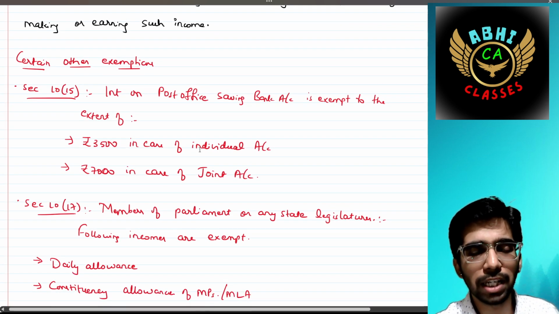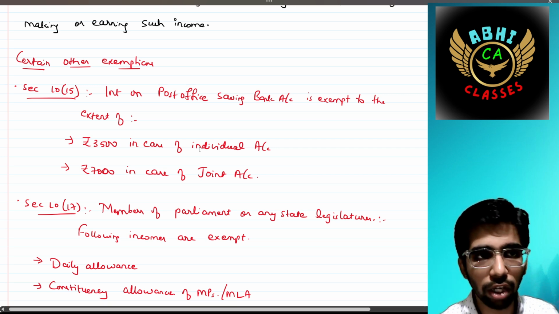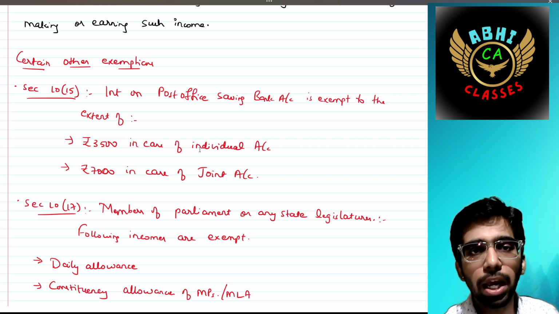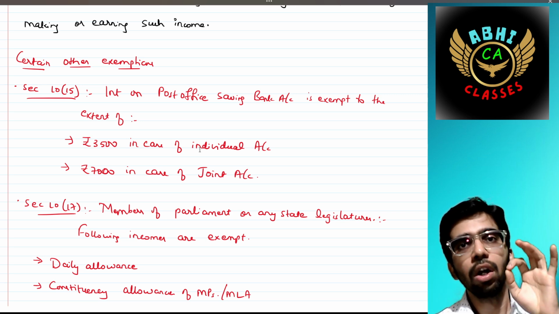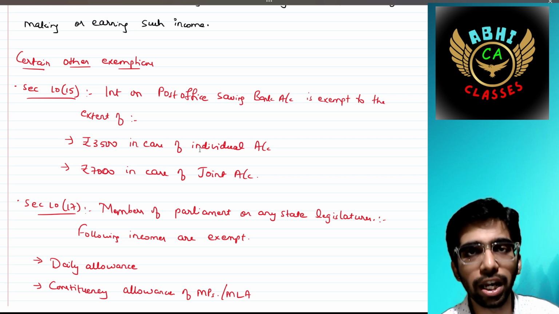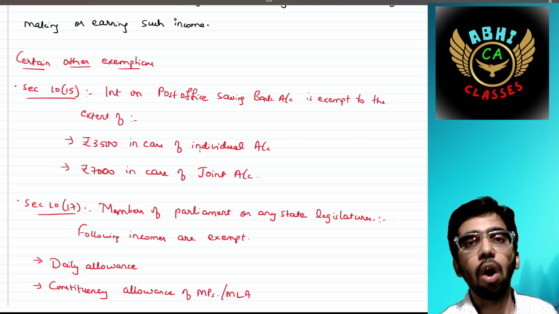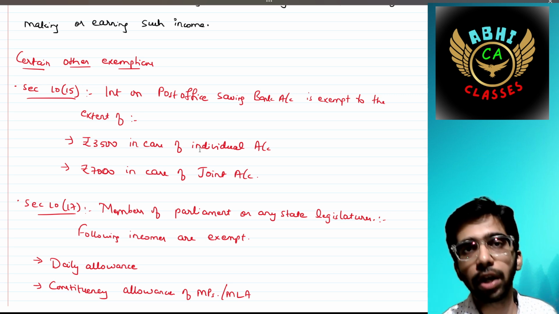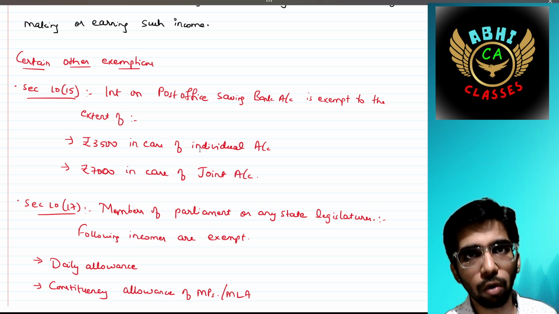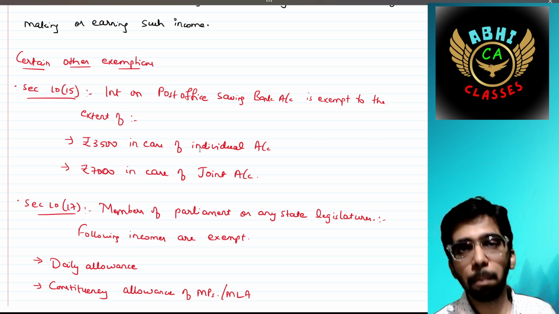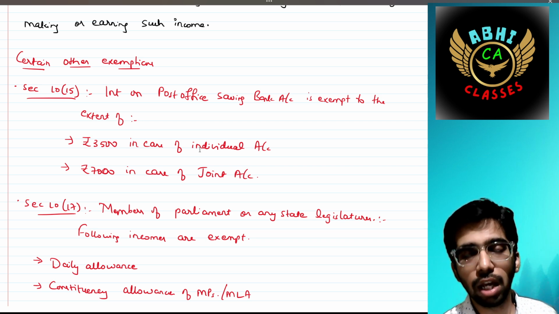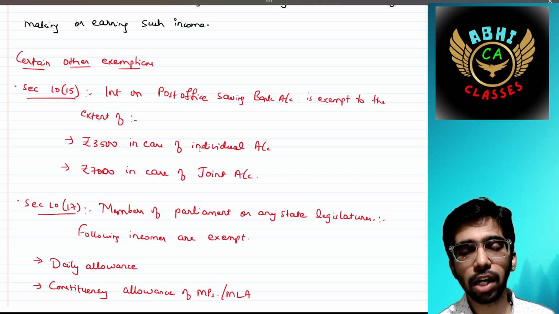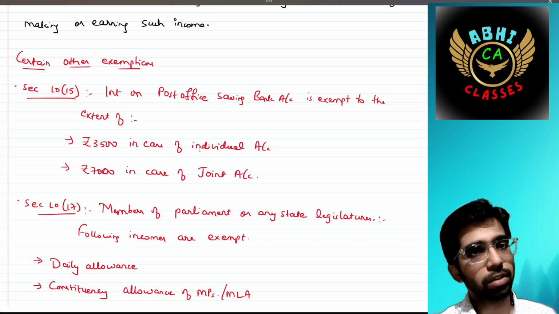Then such other exemptions, section 10, section 15, interest on post office savings bank account. If you are holding any post office savings bank account, then it is exempt to the limit of 3,500 per single account, or 7,000 in case of a joint account. Let's say, for example, I am having a joint account in the post office with my mother. If I am receiving 10,000 as interest from that post office bank account, then up to 7,000 it is exempt. More than 7,000 it is fully taxable.